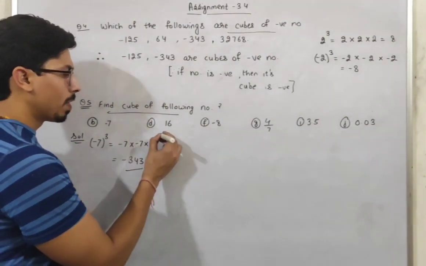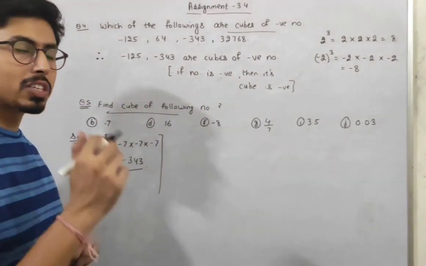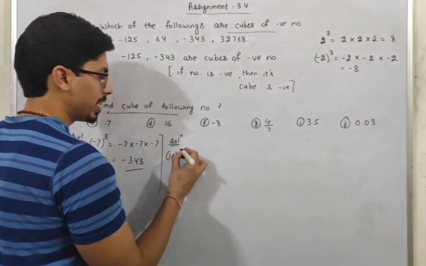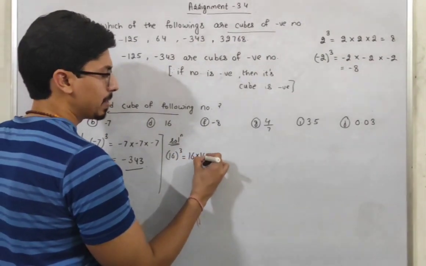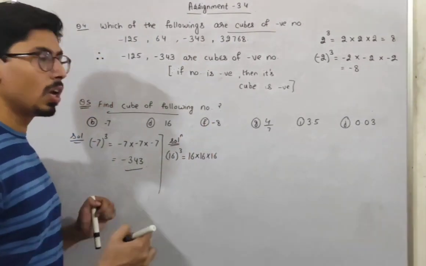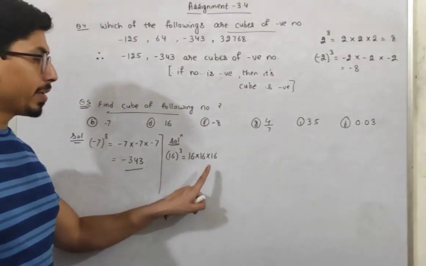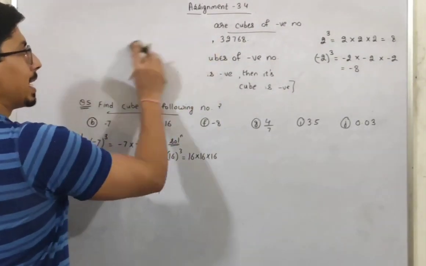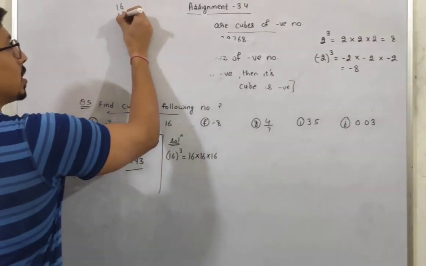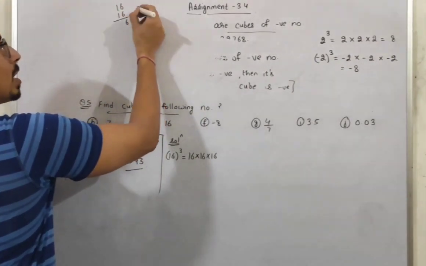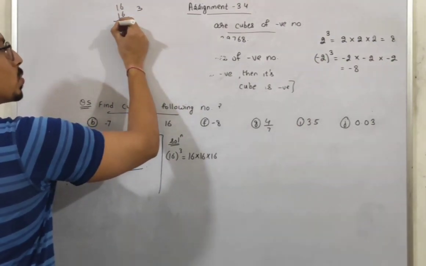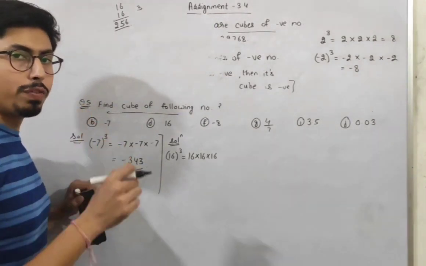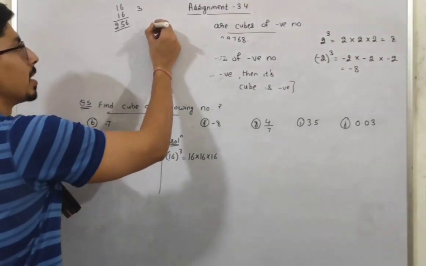Now moving forward to our D part, we have 16. So we have to find out 16 cube. So 16 cube is equal to, students, 16 multiplied by 16 and multiplied by 16. Okay, so if I just multiply this 16 by 16, so 6 6s are 36, 3 carry, and so on. So it will be, students, 256.